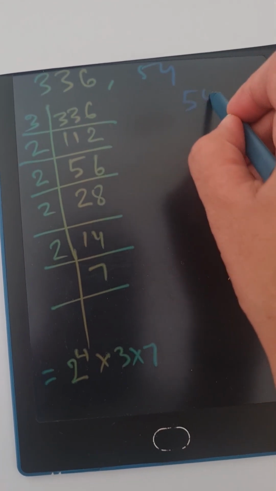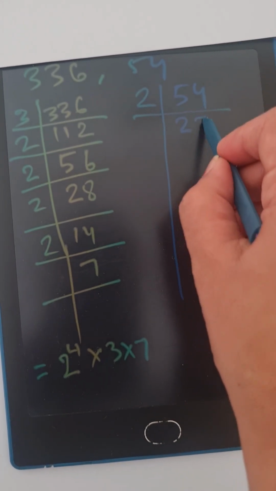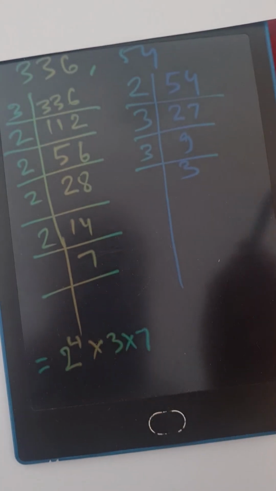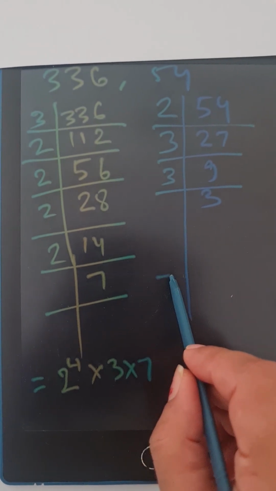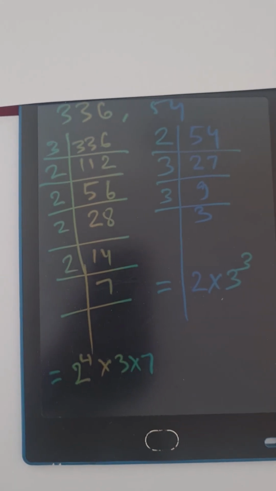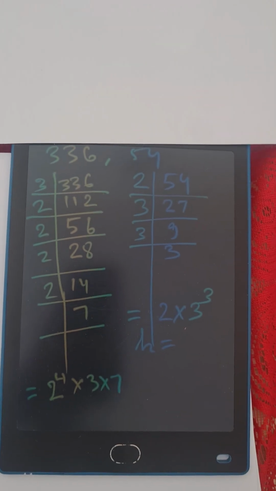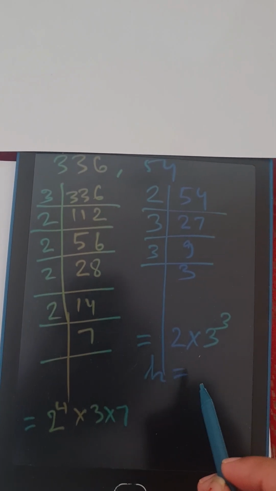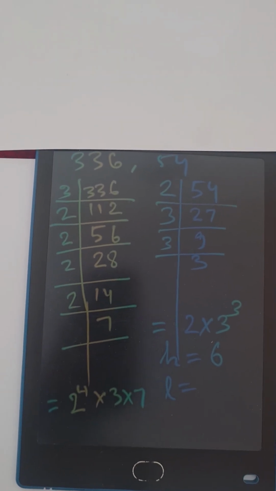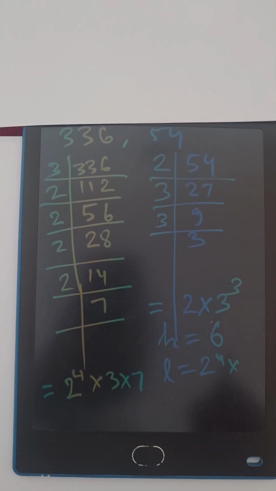Now 54, divide by 2. 2 2s are 4, 2 7s are 14, 3 9s are 27, 3 3s are 9. Can it be divided further? No. Hence we write the prime factorization, 2 into 3 to the power 3. So what is the HCF here? Lowest power, 2 into 3. 2 into 3 is 6. And what is the LCM here? All the numbers: 2 raised to the power 4 into 3 into 7.